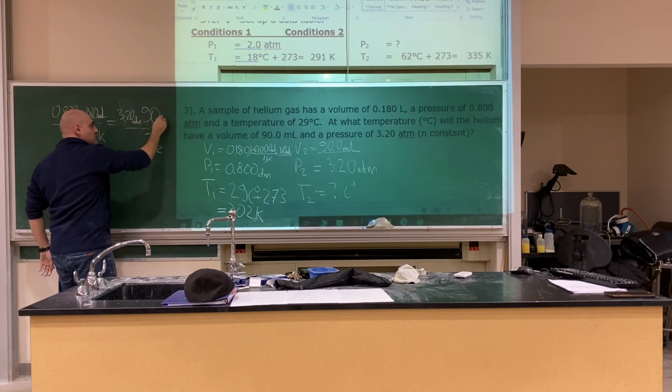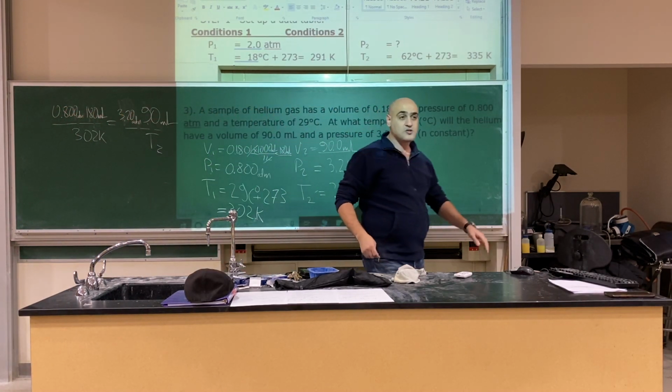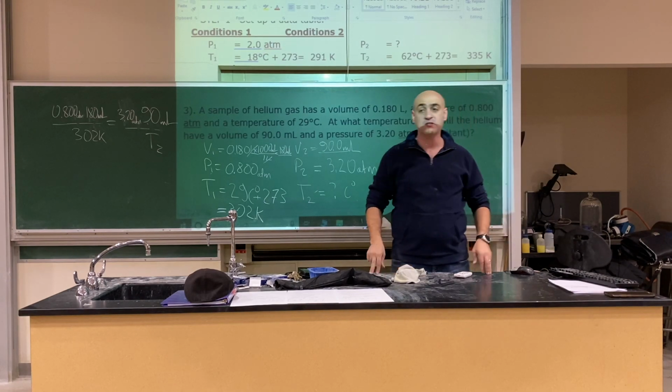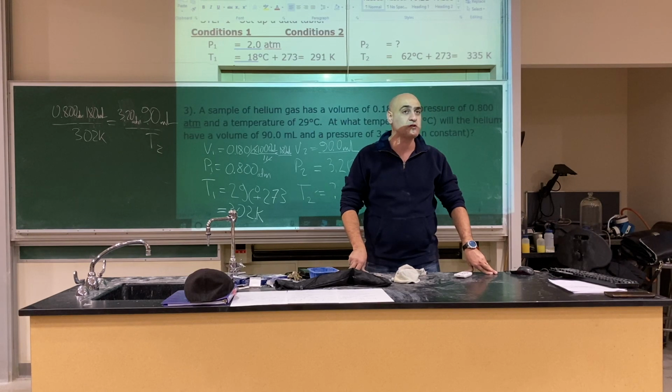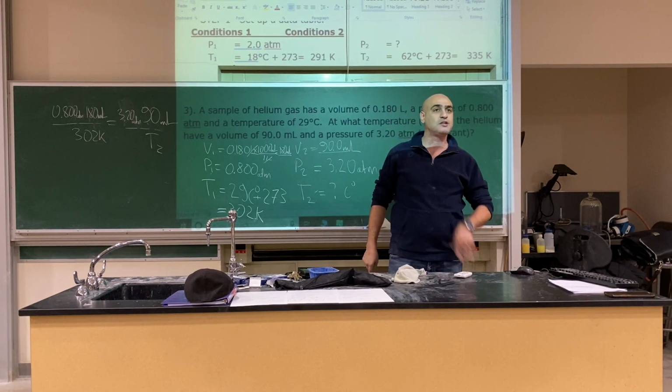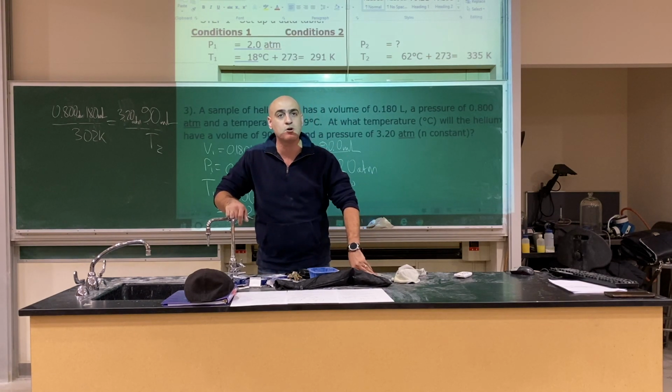And you might say, why did you keep it in milliliters? I can, as long as they're both milliliters. Can I keep it in liters? Yes, I can, as long as they're both in liters. But if it's PV equals nRT, then the units for the R constant tell me what kind of units I could use in my equation. Are we okay with this?